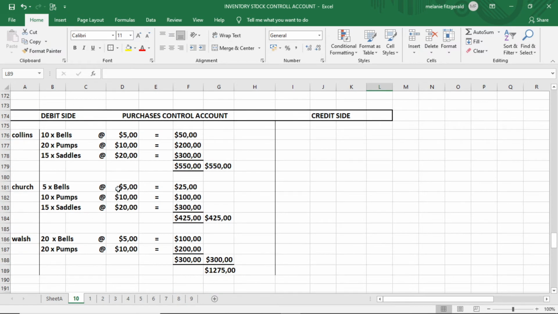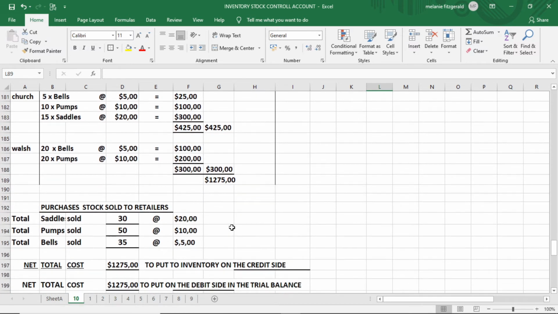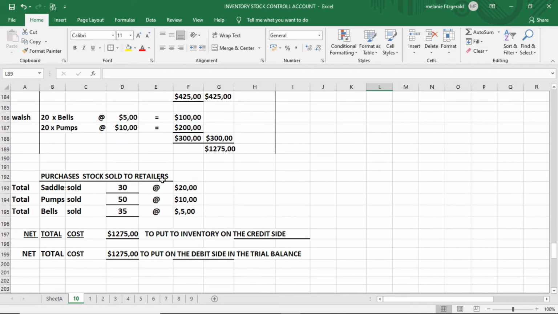Then we did for Mr. Church as well. He also bought some stock, and Mr. Welsh bought some stock. The total amount of stock that was sold to these three customers was $1,275 if you add all of this up. Okay. Purchases stock sold to retailers.